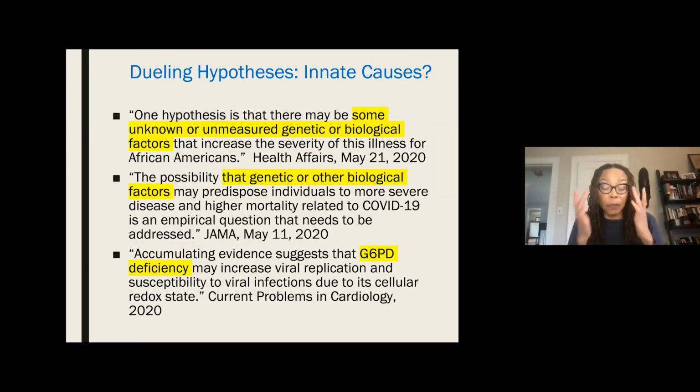Some scientists and politicians speculated that there must be something innately peculiar to Black people that made us more susceptible to illness and death. A better explanation is the conditions created by structural racism that put Black people at greater risk of disease and death.